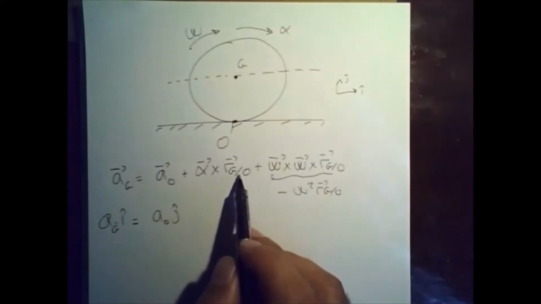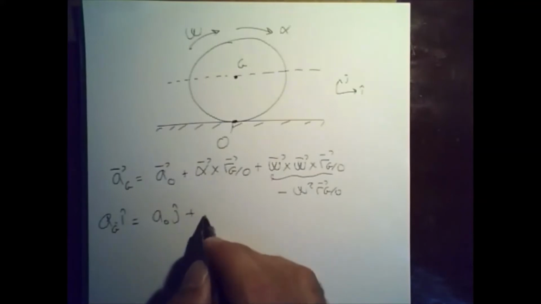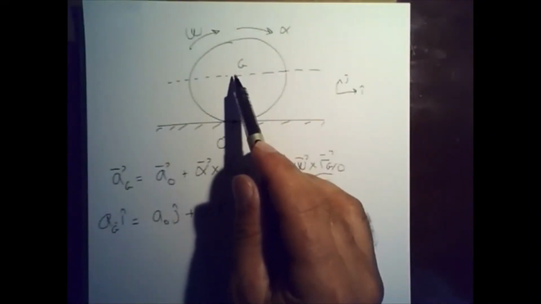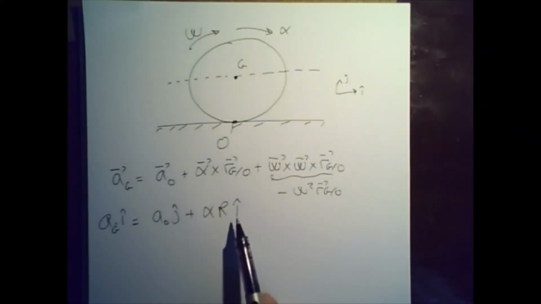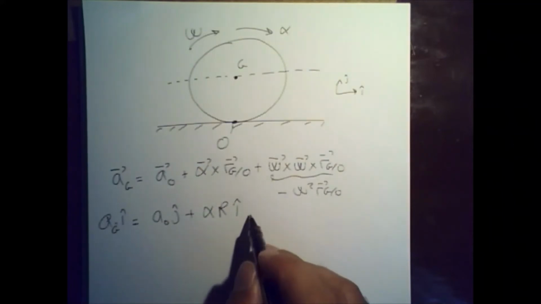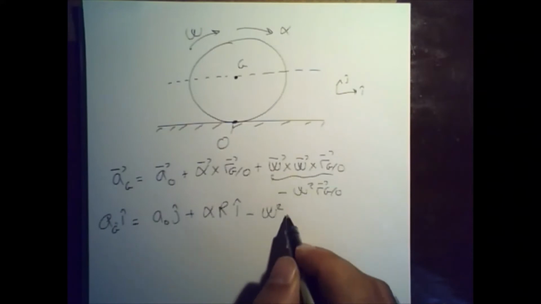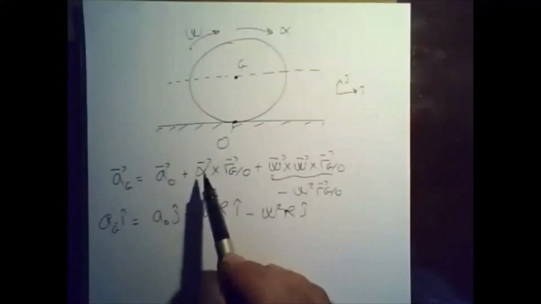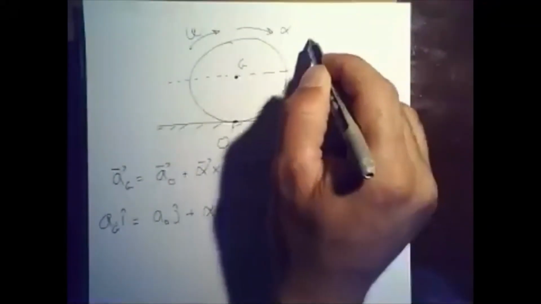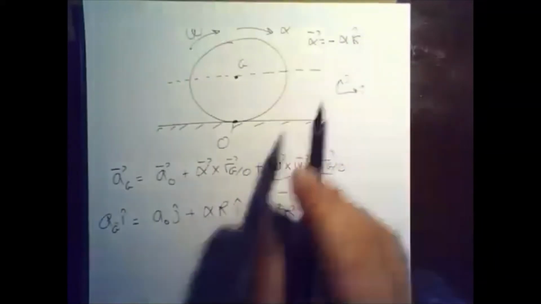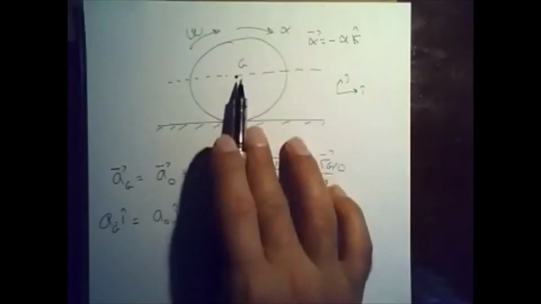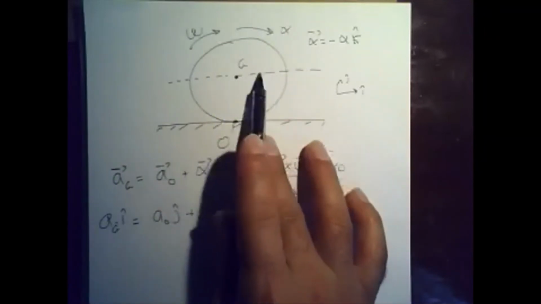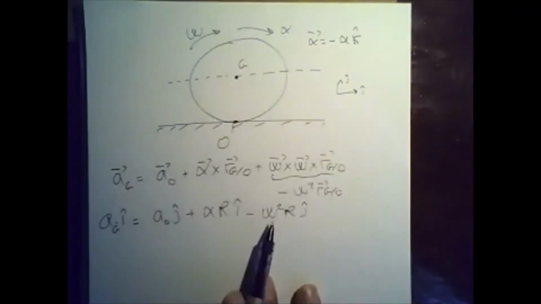How about alpha cross RGO? Alpha cross RGO is going to be equal to alpha R times I. You can quickly tell that if alpha is in that direction, the tangential acceleration of point G with respect to O is alpha R I. The last one is minus omega squared RGO, and omega squared RGO is equal to omega squared R J. If you don't see this result quickly, you can simply do it: alpha is equal to minus alpha K, and RGO is equal to R J. So this angular acceleration gives you a tangential acceleration in that direction.